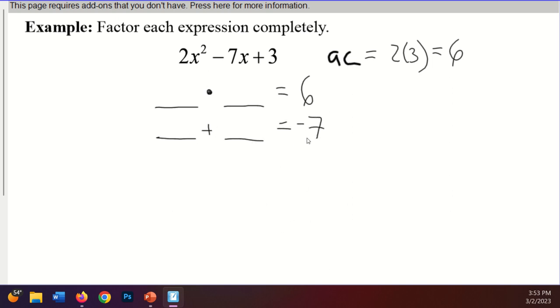Now, because the sum is negative and the multiplication is positive, both of these numbers are going to have to be negative. And so fairly quickly, I can see that negative 1 times negative 6 will be positive 6, and then negative 1 plus negative 6 will be negative 7. And so this one's a little bit different than the last one in that I'm going to use these numbers and rewrite this negative 7x.